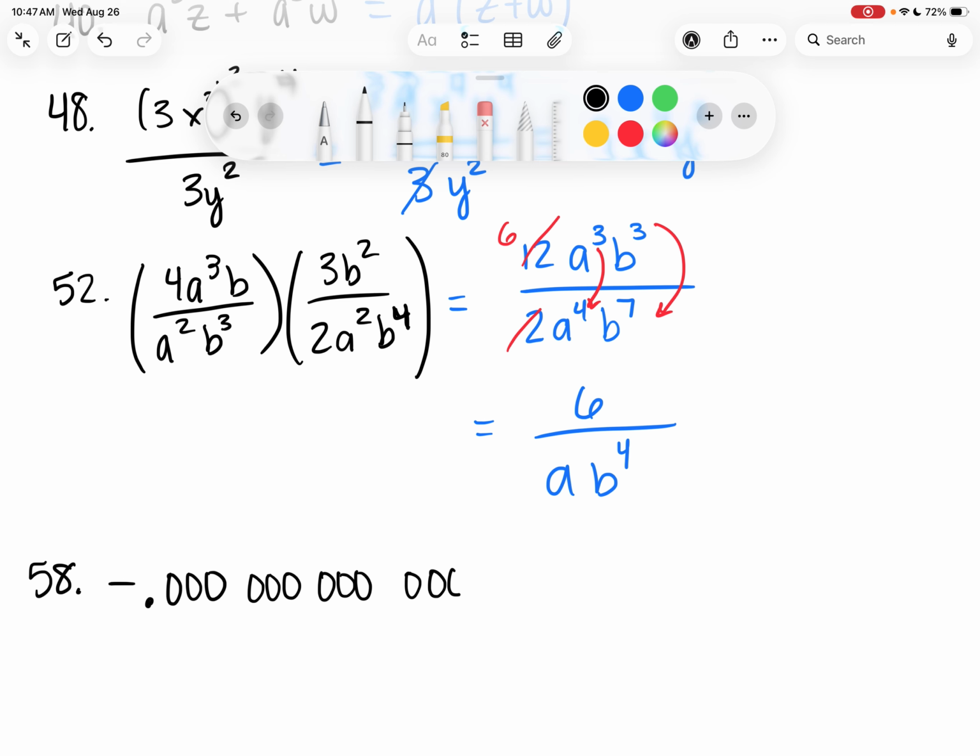How many zeros is that? Is that 3? 1, 2, 3, 4. Oh my gosh, I'm going to run out of space. 1, 2, 3, 4, 5, 6. 100,000? I don't even know. 10,000.